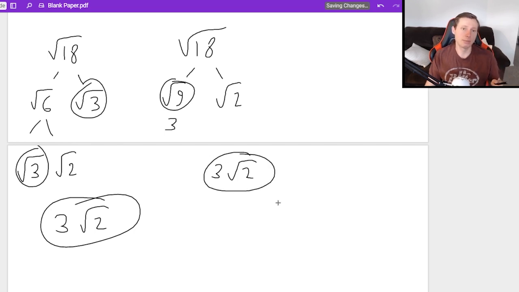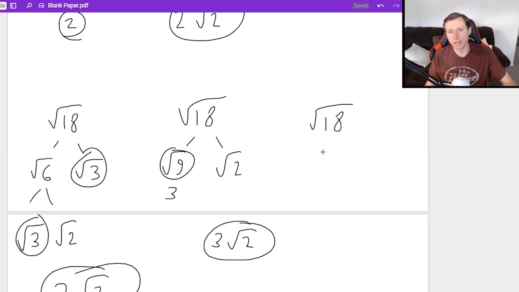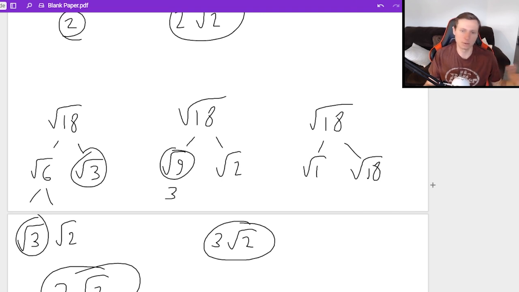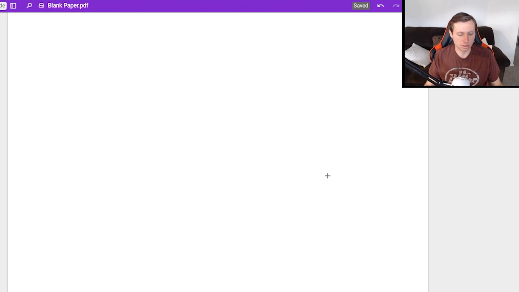Now one thing I do want to mention is you never want to, and I repeat, you never want to break it up like root 1 and root 18, because you can do that forever. You're not getting anywhere. Never break up with a root 1. That just won't help us. So don't do that. Okay, that's it for root 18.